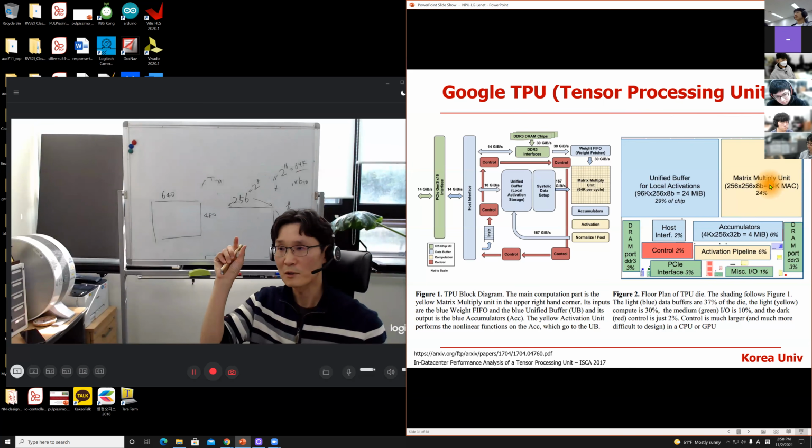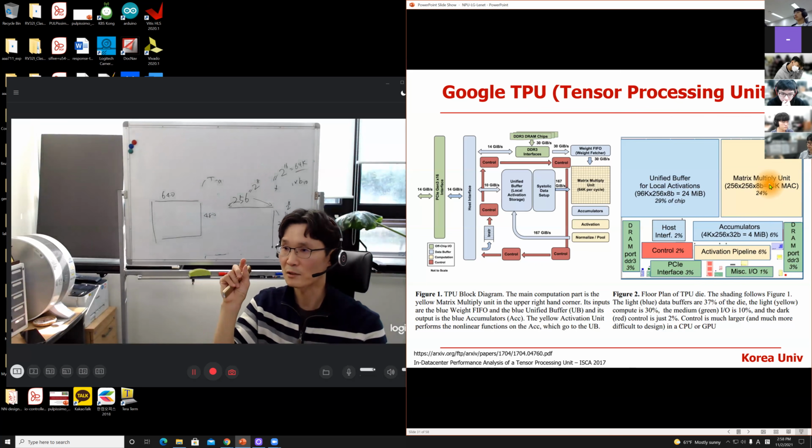Think about a CPU. In a CPU, you have one multiplication unit. Every clock cycle, one multiplication. Versus here, the TPU, with many multiplications every clock cycle, right?